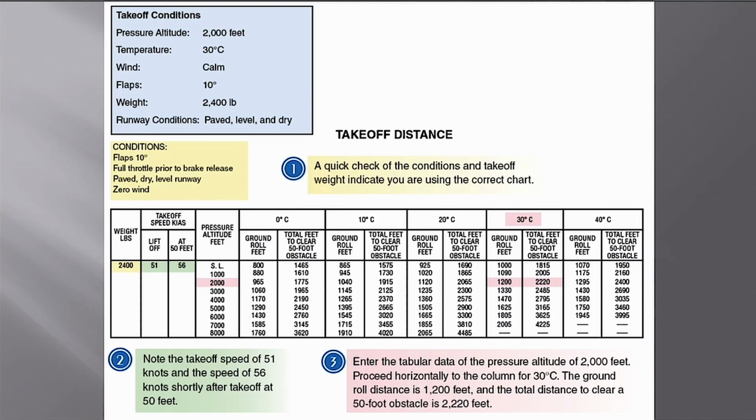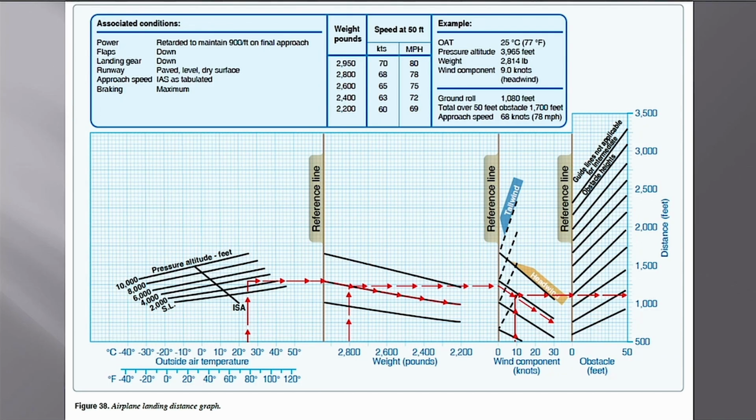If I want to use it in the column format, well, take your weight, come on over, pressure altitude, interpolate like crazy if you need to. You only get one of the other charts. Okay? Sometimes they'll give you both, depending on what airplane manufacturer you have. Landing distance graph. Perfect. Okay.